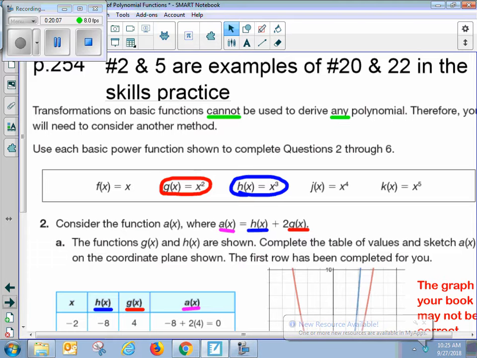This is from page 200 and it looks like a 54. And they're like your number 20 and 22 on your skills practice.